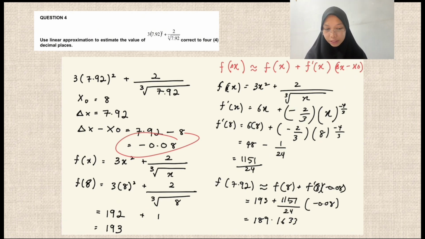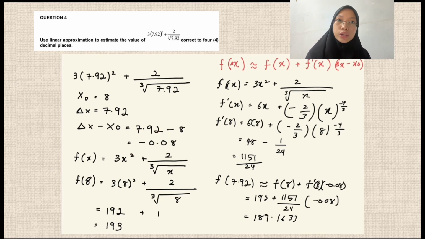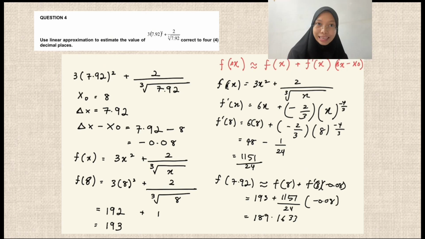We are going to take 3x squared plus 2 over the cube root of x. So now we are going to substitute the x with 8. So now it's 3 multiplied by 8 squared plus 2 over the cube root of 8. And now we will get the answer 193.